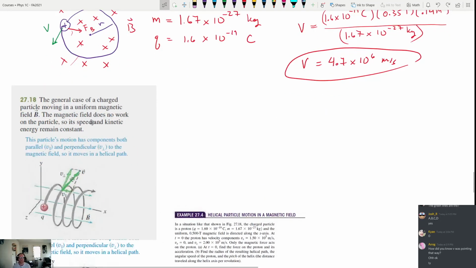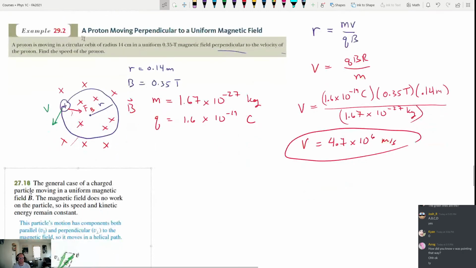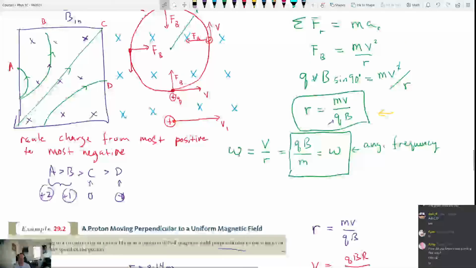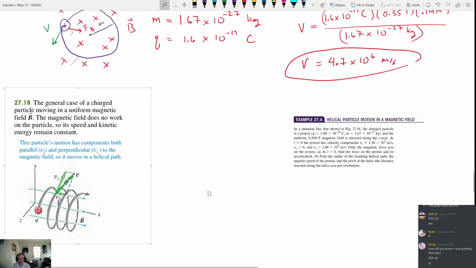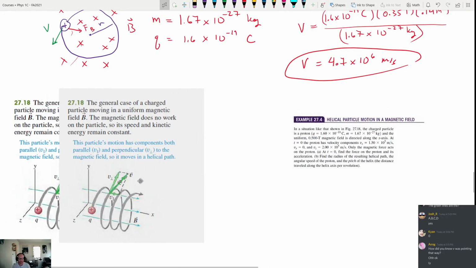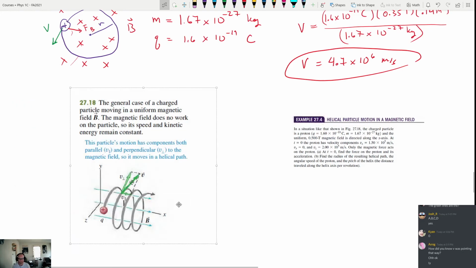Okay, now, this is a special case. This is a proton moving perpendicular to a uniform magnetic field. It's a special case, and so is what we derived right here. But we can apply what we derived to a situation like this. So I'm going to take some time to look at this picture here because I think it can be quite challenging to understand what's going on here.